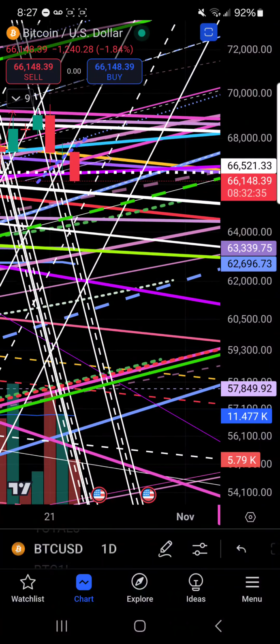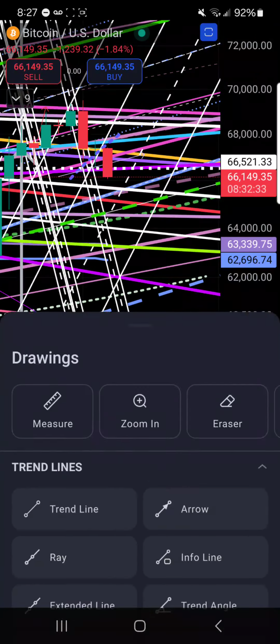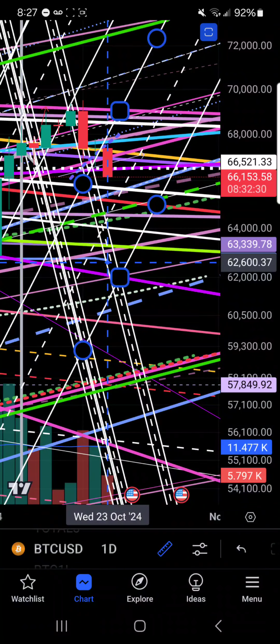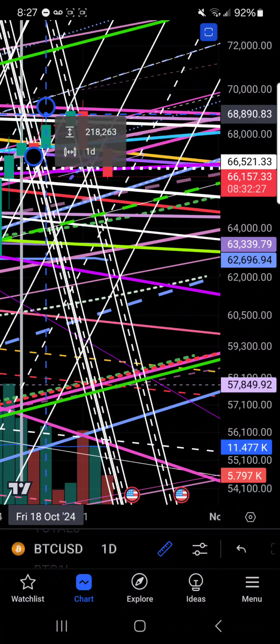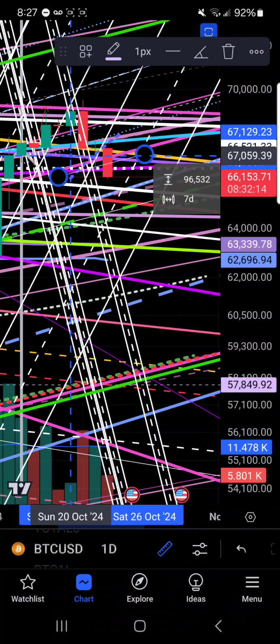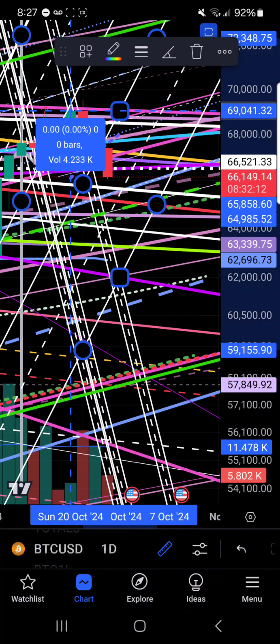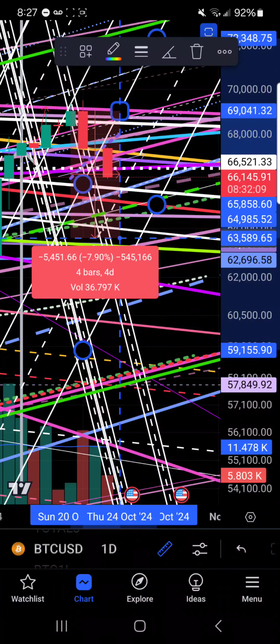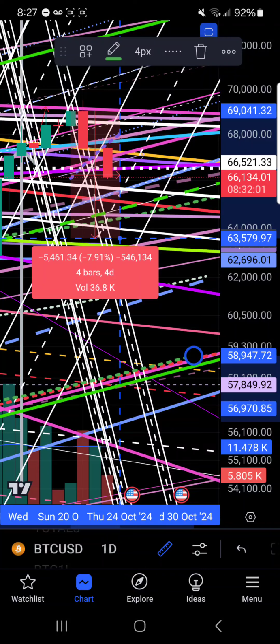Well, let's get our little magic measuring tool here. And if we did have an 8% pullback, let's say I'm measuring from the daily candle body there at about 69,000. Oh, I didn't click it. You gotta click it and then pull it down 8%. That would get us around 63,000. 7.9% would be 63,579.